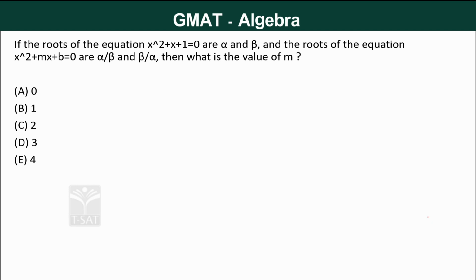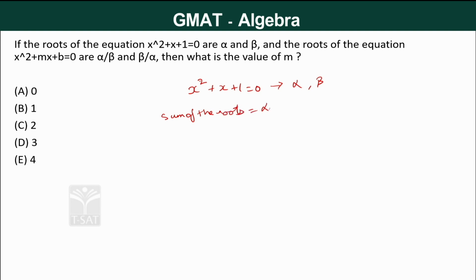If the roots of the equation x square plus x plus 1 is equal to 0 are alpha and beta, and the roots of the equation x square plus mx plus b is equal to 0 are alpha by beta and beta by alpha, then what is the value of m? Okay, so we are given one equation, x square plus x plus 1 is equal to 0. We are given that alpha and beta are the roots. Now we know the equation for the sum of the roots.